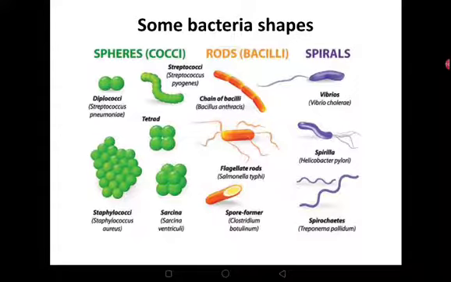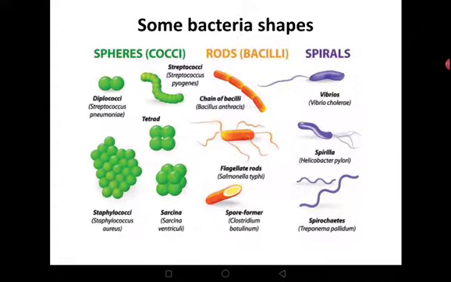And then examples are there. Then those that are either spiral or comma-shaped, they are called the spirilla. If they are particularly comma-shaped, they are called vibrio. Then others which are spiral, they are the spirilla. So you can look at that and appreciate the variety of bacteria that exist in nature. So that is one method of classifying bacteria, based on their shape.